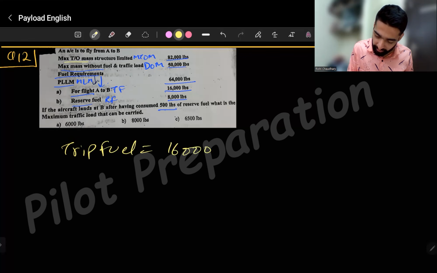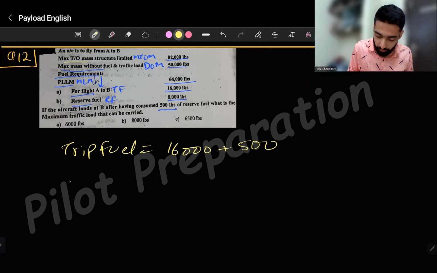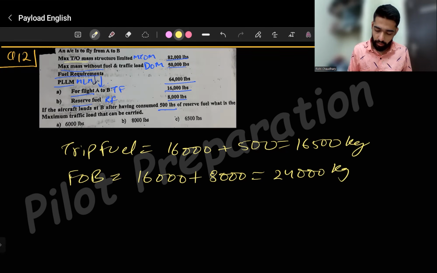16,000 plus 500, correct? My trip fuel is how much? 16,000 plus 500, and my fuel on board is how much? That is 16,000, which is trip fuel, plus reserve fuel, that is 8,000. That is nothing but 16,500. This is 24,000 kg. Got it? Now I will make the table again.